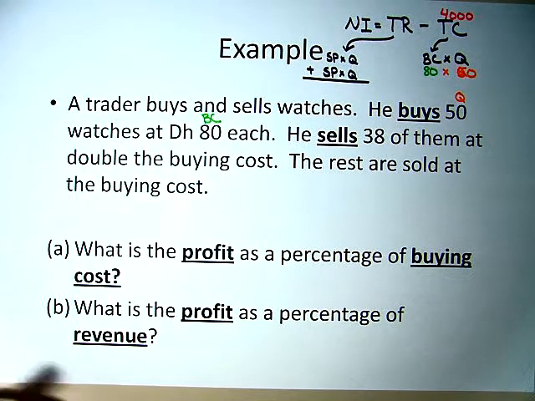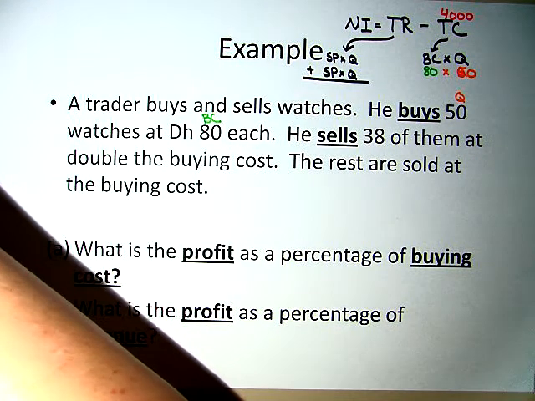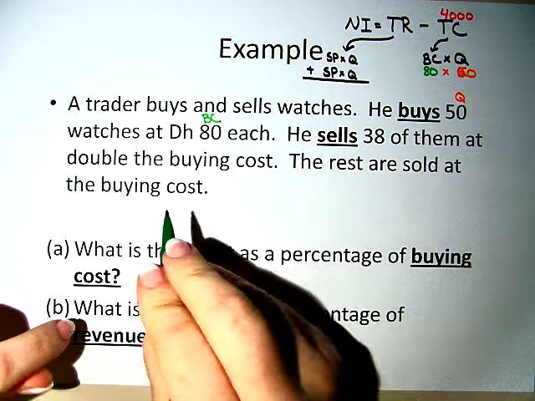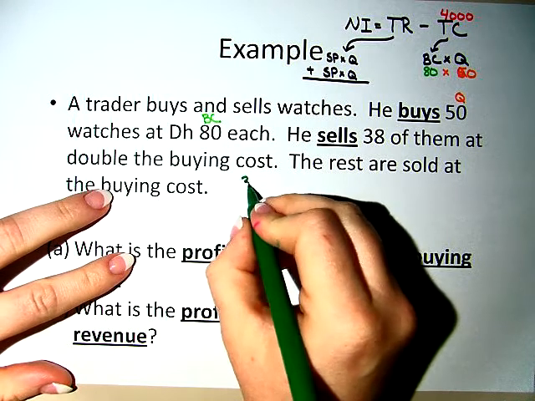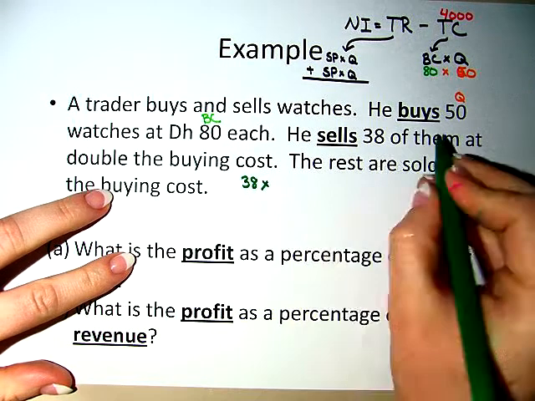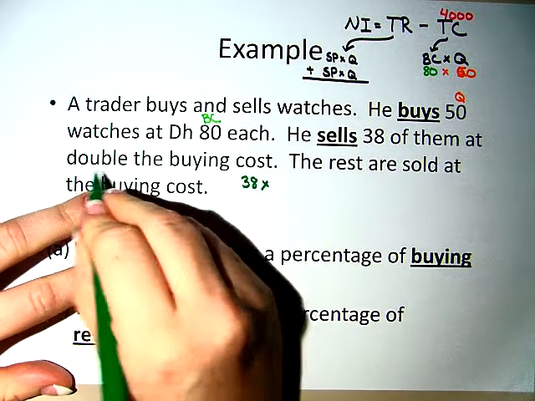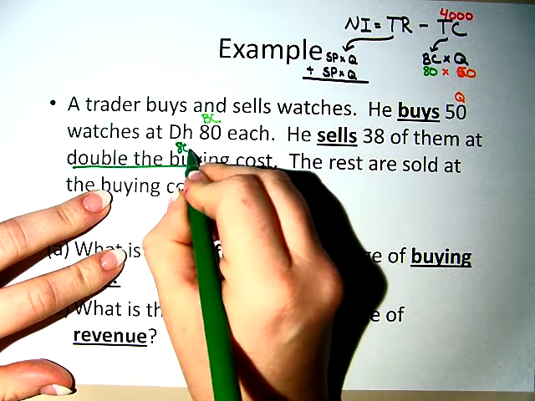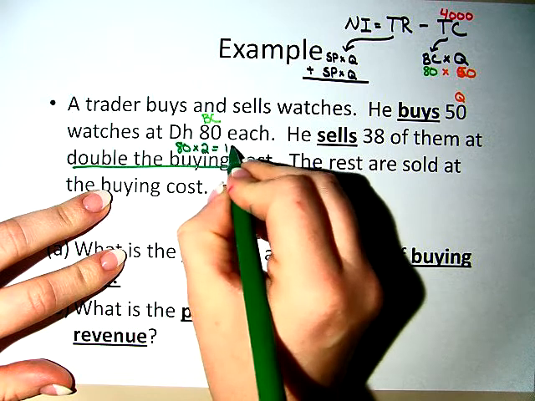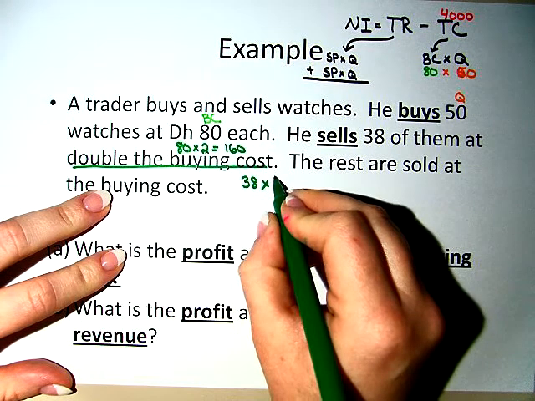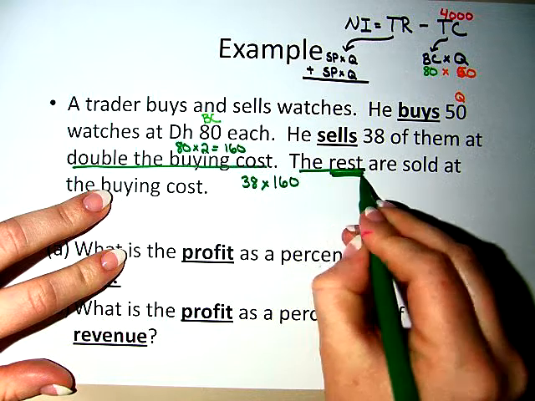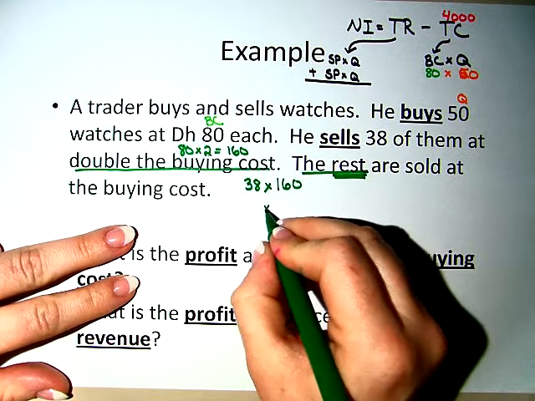Now we're going to be doing one that's a little bit more complicated. Here we have 38 watches, and 38 of them are sold at double the buying cost. Well, what was the buying cost? 80. So 80 times 2 is 160. So 38 were sold at 160. The rest are sold at the buying cost. So the rest are sold at 80.